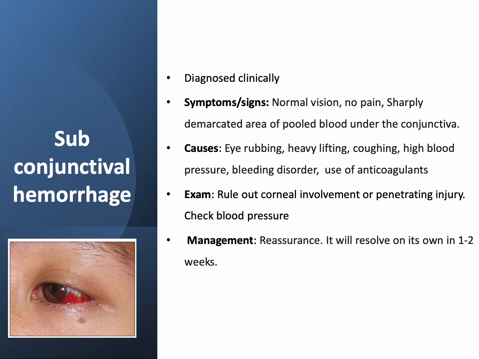and corneal involvement or penetrating injury. You should also check blood pressure because it's one of the commonest causes of subconjunctival hemorrhage. So when we talk about causes, it can be due to eye rubbing, heavy lifting, coughing, high blood pressure, bleeding disorder, and use of anticoagulant. Management, it's reassurance. It will go by itself within 1 to 2 weeks. However, if it's recurrent and the patient is not known to have systemic disease, then you should investigate for systemic disease, including hypertension and bleeding disorders.